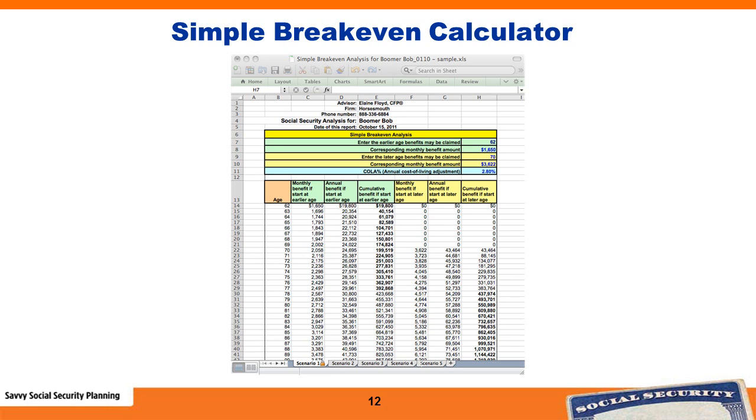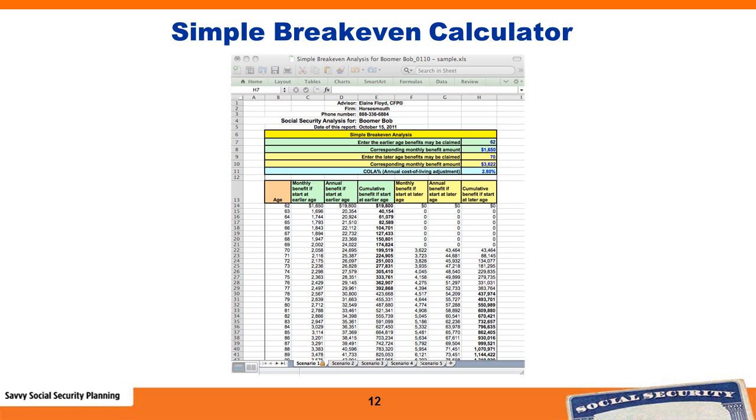The most common analysis is 62 versus 70, but there may be times when you'll want to analyze other claiming ages. Now, the inputs for this calculator aren't quite as simple as they are for the other calculators. The other calculators figured out the benefit amounts based on the PIA you entered. With this calculator, you have to enter the two benefit amounts yourself. I'll show you how to do this. But first, I have to digress into COLAs.